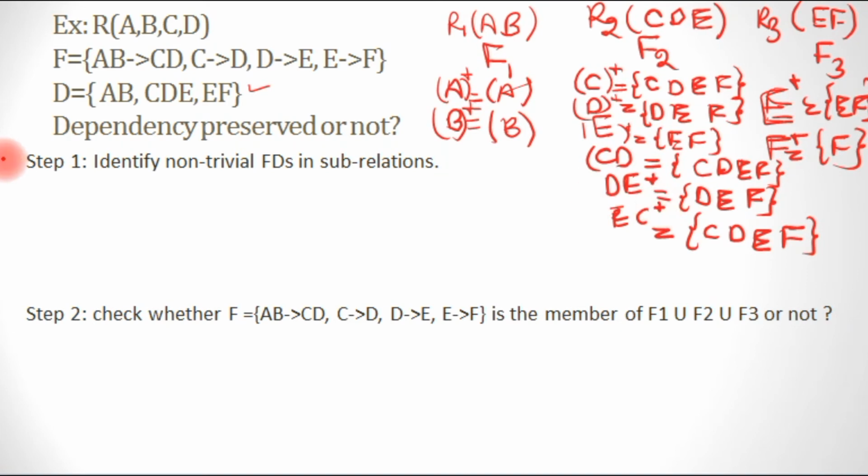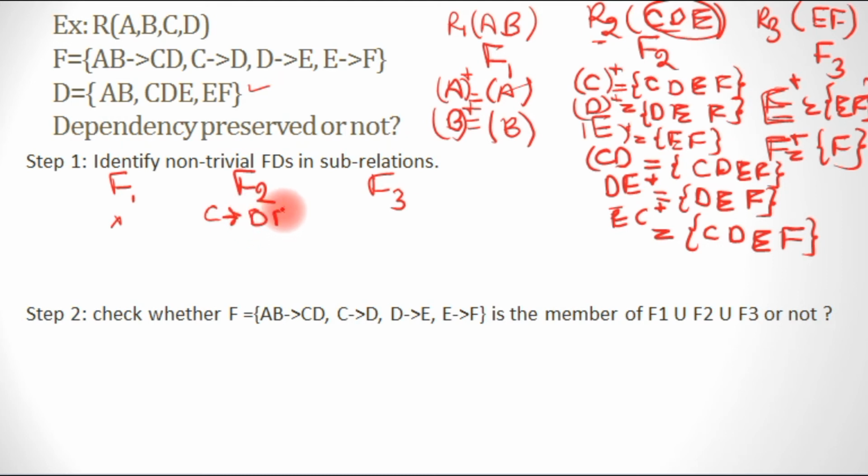So now write all the non-trivial functional dependencies of F1, F2 and F3. In F1 there is no functional dependency because A cannot determine B or B cannot determine A. Now in R2, all the functional dependencies that can be formed from these three attributes, write all these functional dependencies. So C can determine D and E. Now D can determine E.